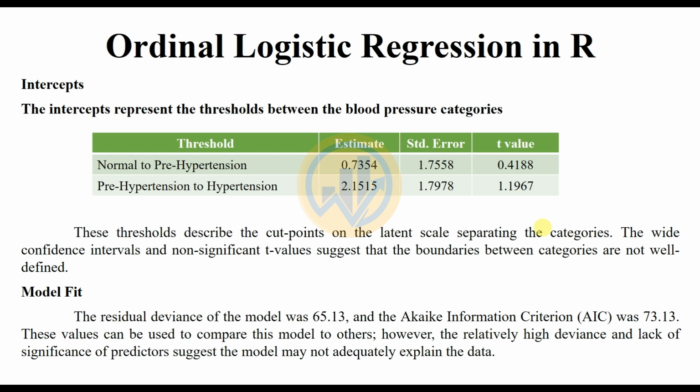The model fit. The residual deviance of the model was 65.13 and the Akaike information criterion, AIC, was 73.13. Those values can be used to compare this model to others. However, the relatively high deviance and the lack of significance of predictors suggest the model may not accurately explain the data.